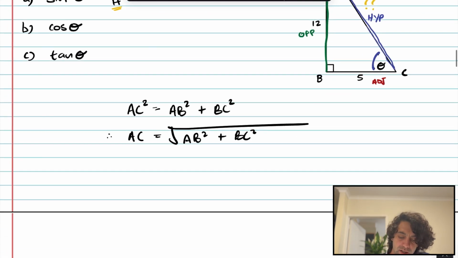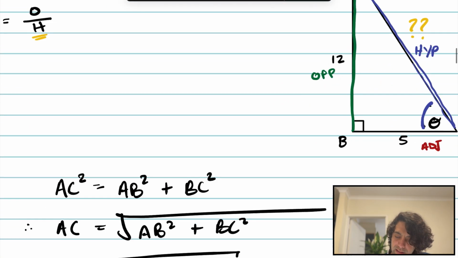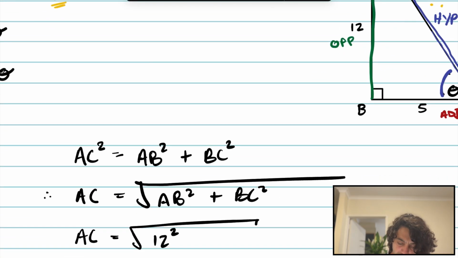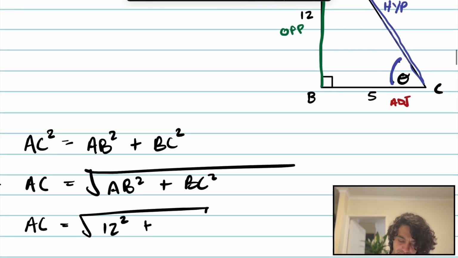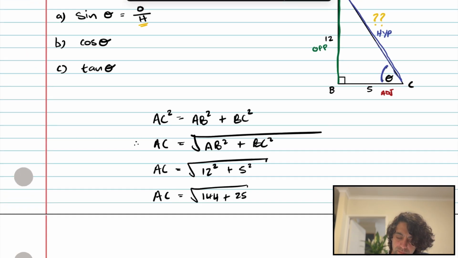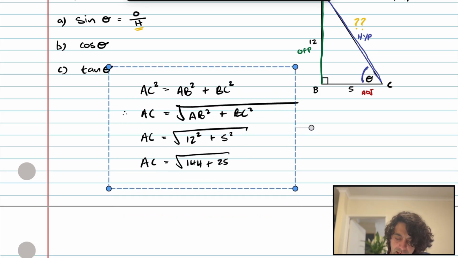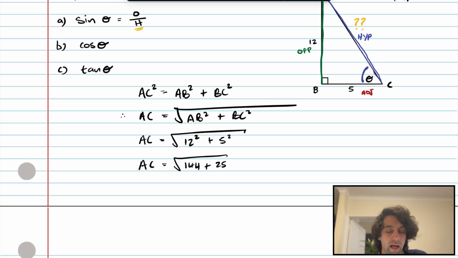So I've rearranged my equation. I just square rooted both sides, right? So my AC is equal to the square root of, now AB, let's substitute correctly, is 12 squared plus BC is 5 squared. Okay, so AC is equal to the square root. That is going to be 144 plus 25. All right, and 144 plus 25 gives me the square root of 169, which is going to be 13, if I'm not mistaken.